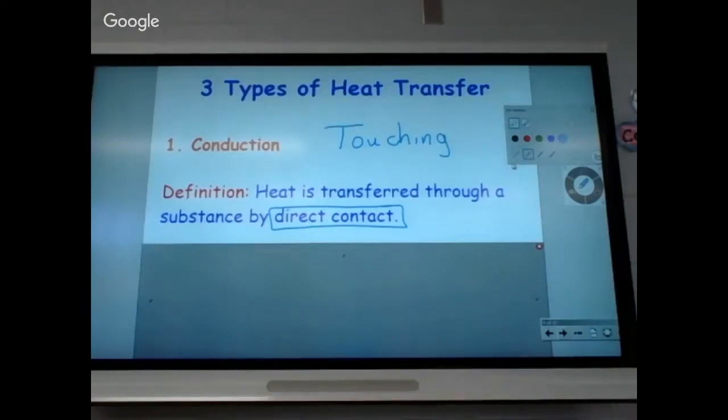Now, I told her and the entire class, if you suspect something's hot, to put your hand near it and see if you felt some heat coming off of it. Now, what kind of heat transfer is that based on what you just did? If you put your hand near it and you felt some heat coming off of it, that's radiation.